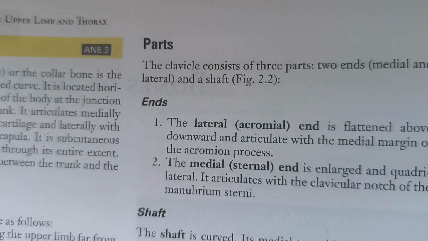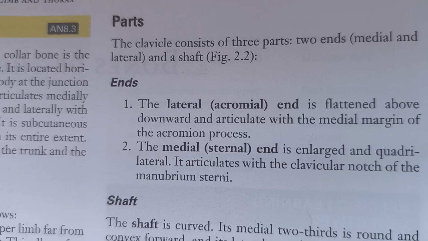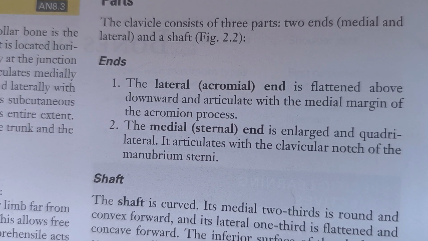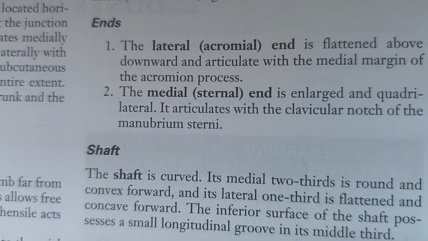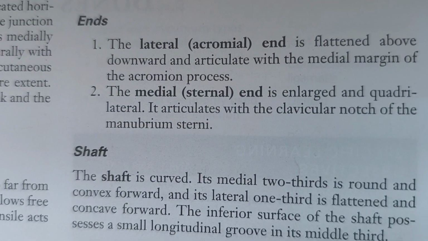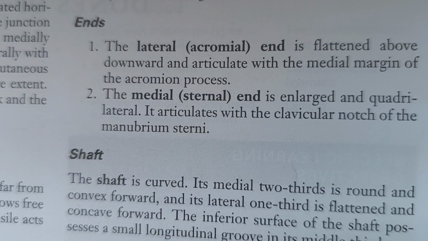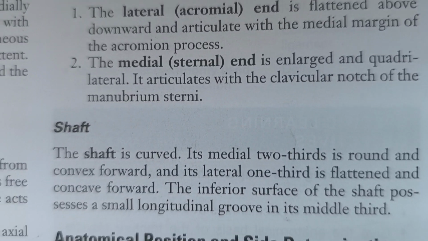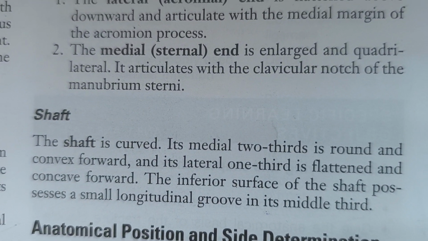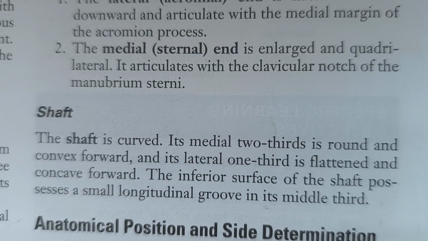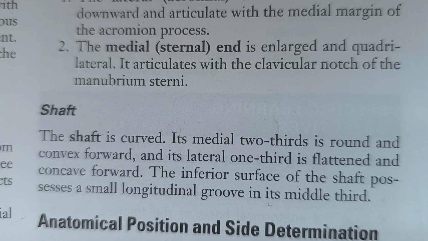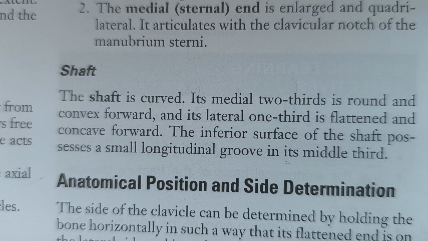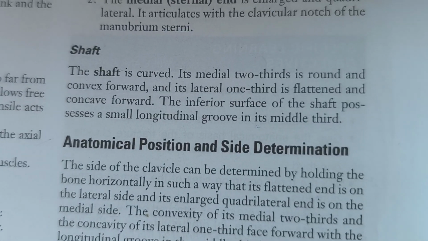Now parts. The clavicle consists of three parts: two ends, medial and lateral, and a shaft. Ends. First, the lateral acromial end is flattened from above downward and articulates with the medial margin of the acromion process. Second, the medial or sternal end is enlarged and quadrilateral. It articulates with the clavicular notch of the manubrium sterni.